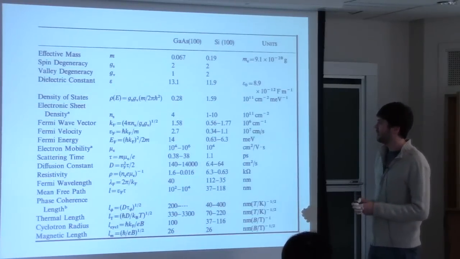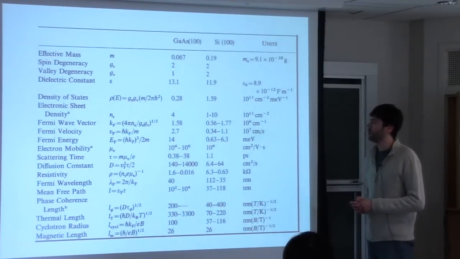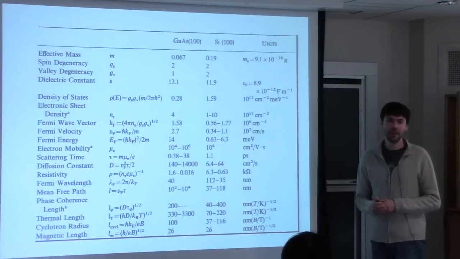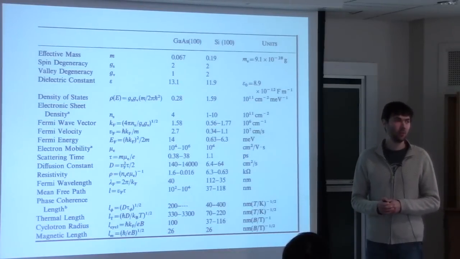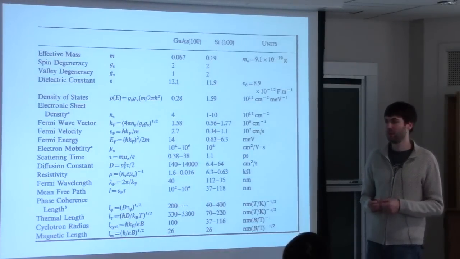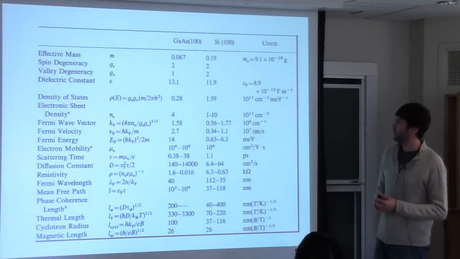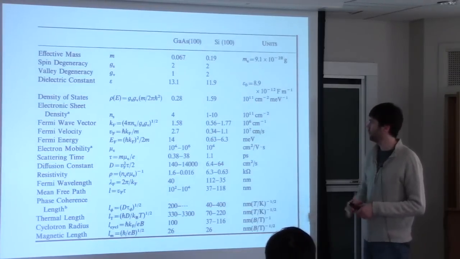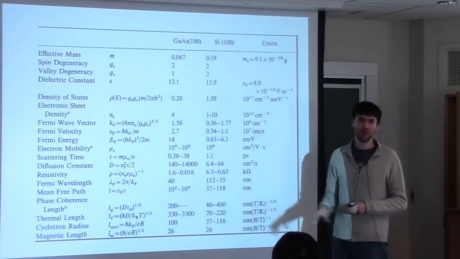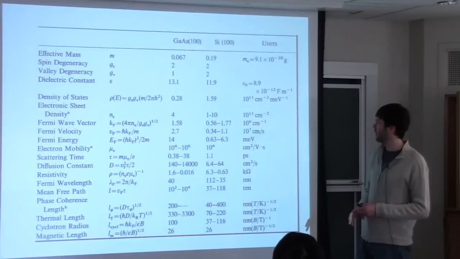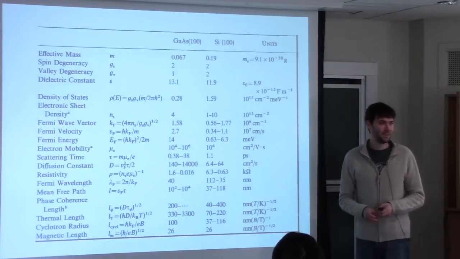So this table, I believe, is from the review by Beenakker and Van Houten, which I gave you a reference for in the last lecture. You can see it on the arXiv. When I was a grad student and a postdoc, I used to just print this out and put it in front of my computer. I think I'm going to do the same here. I just didn't get around to it.